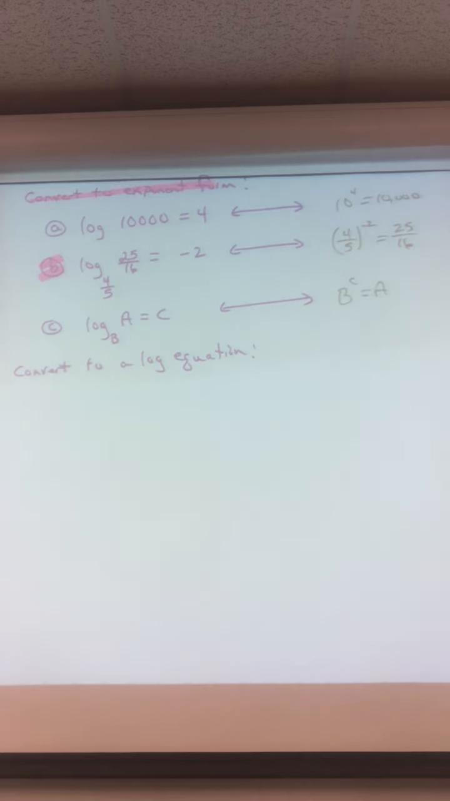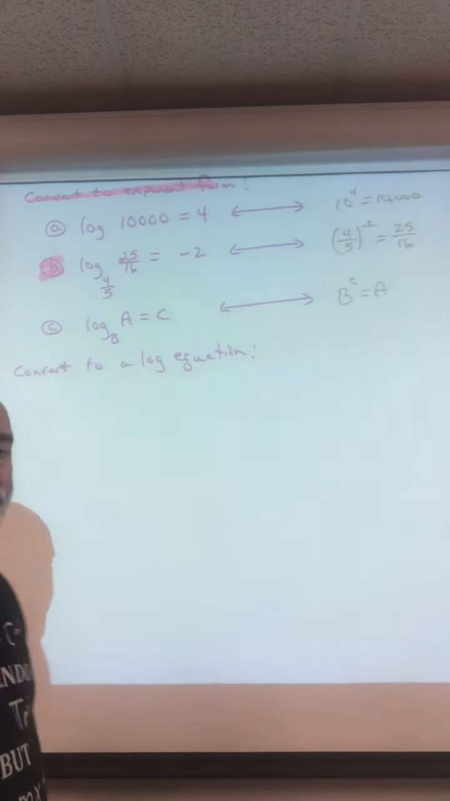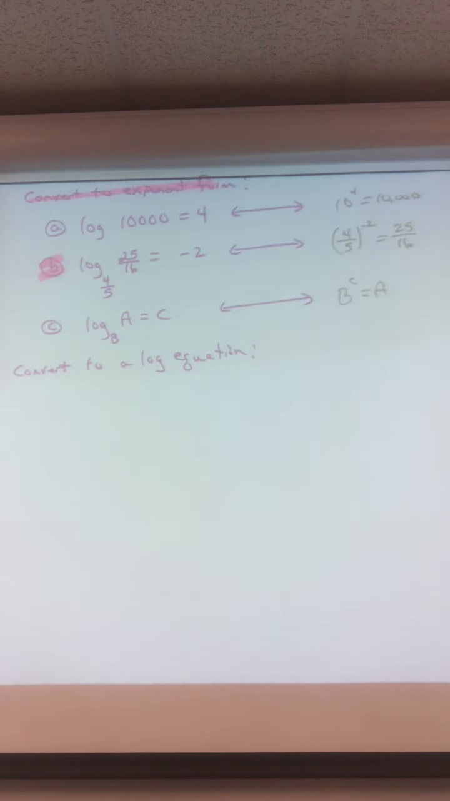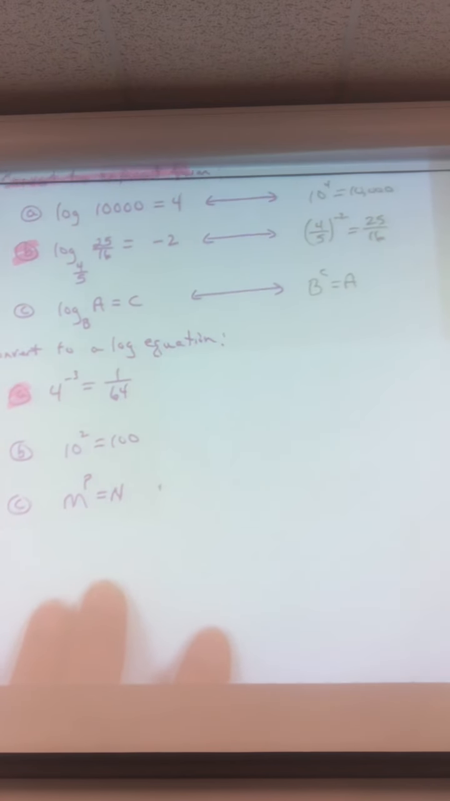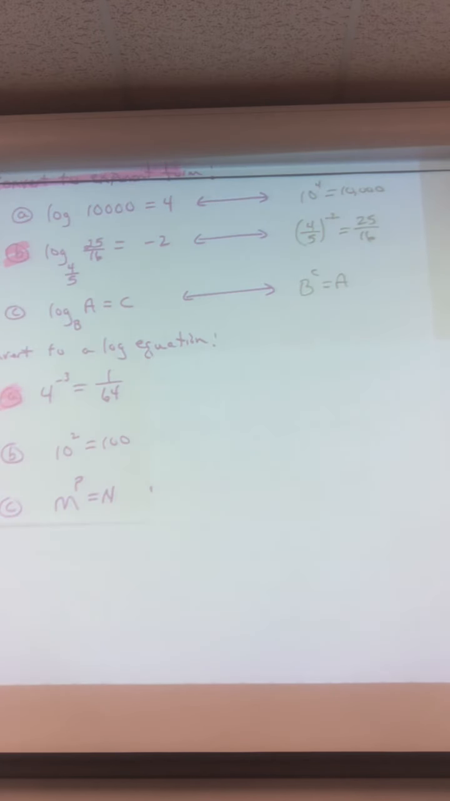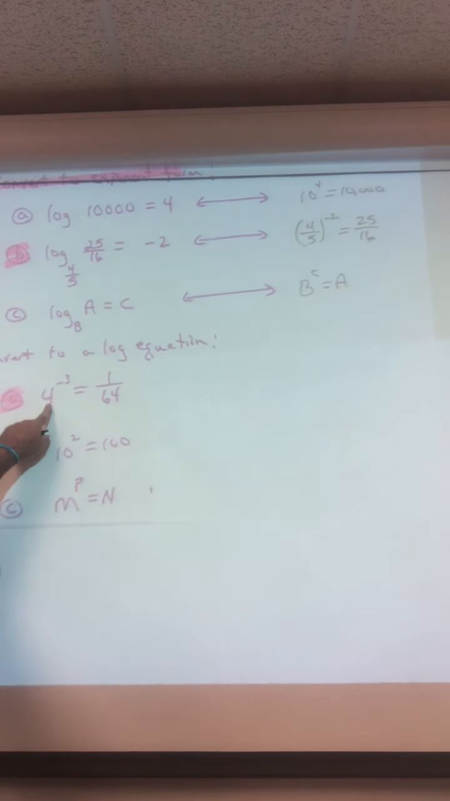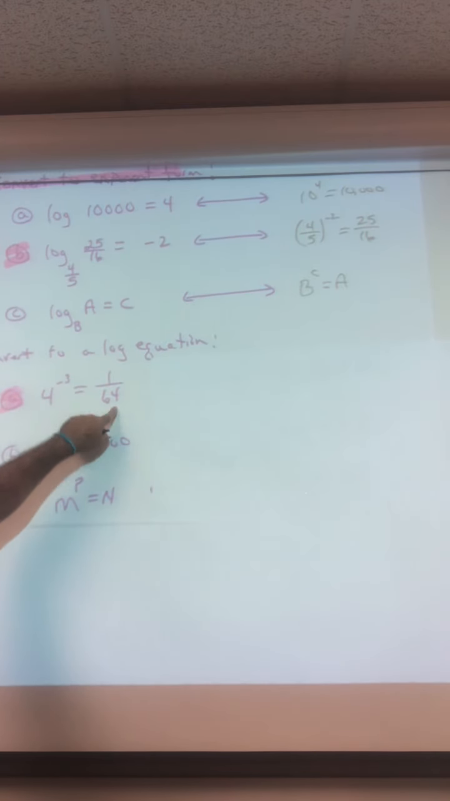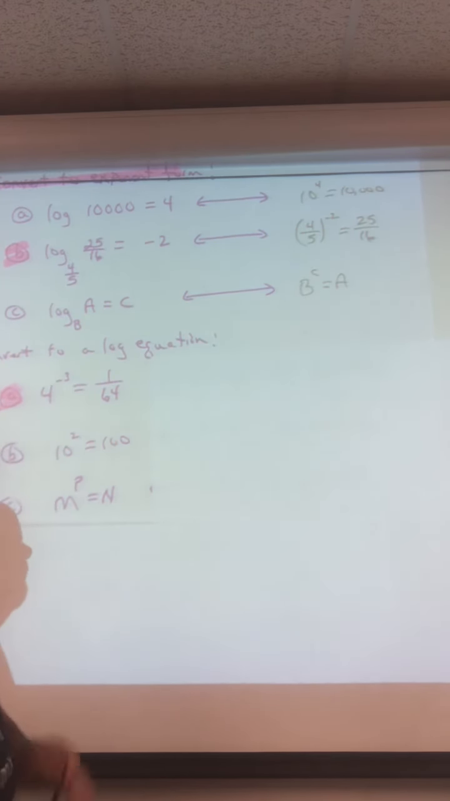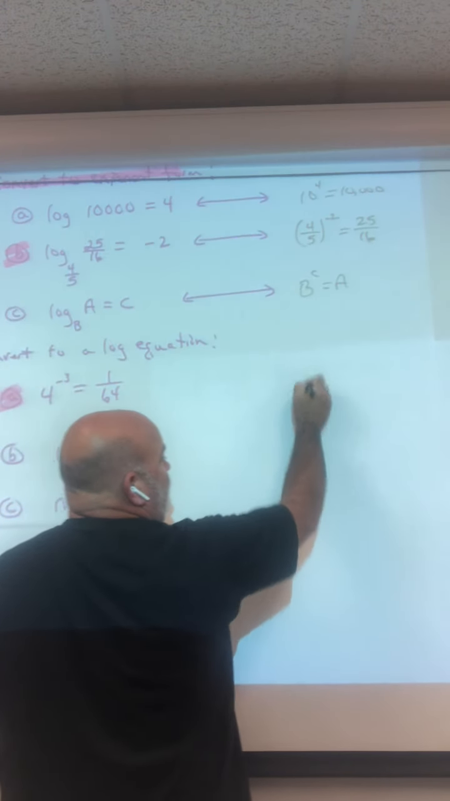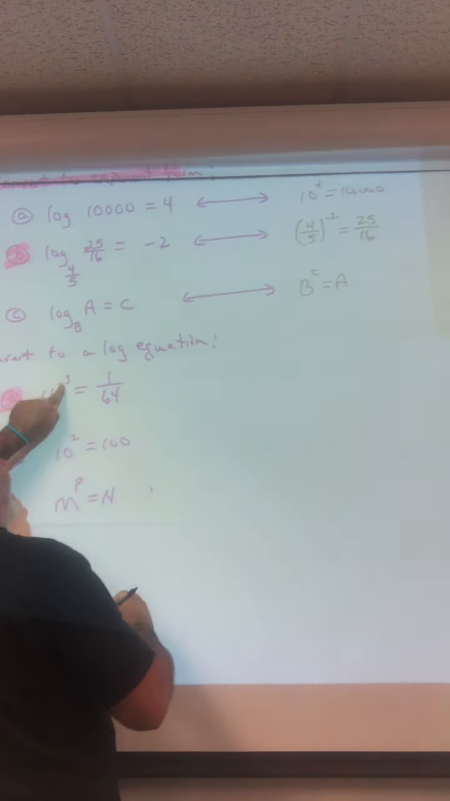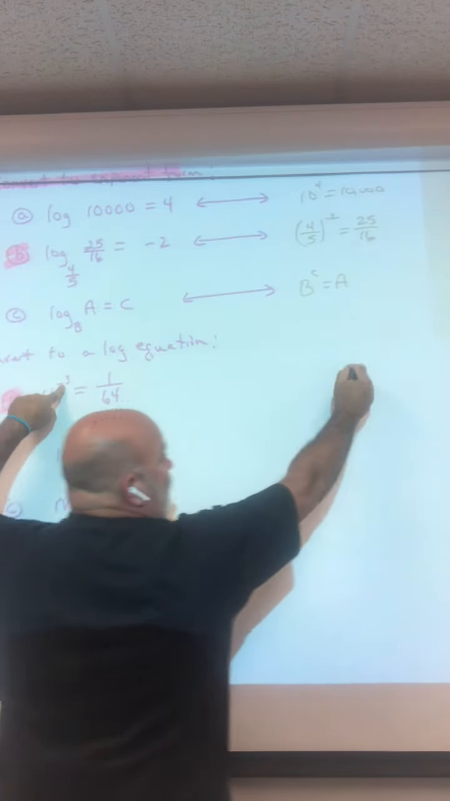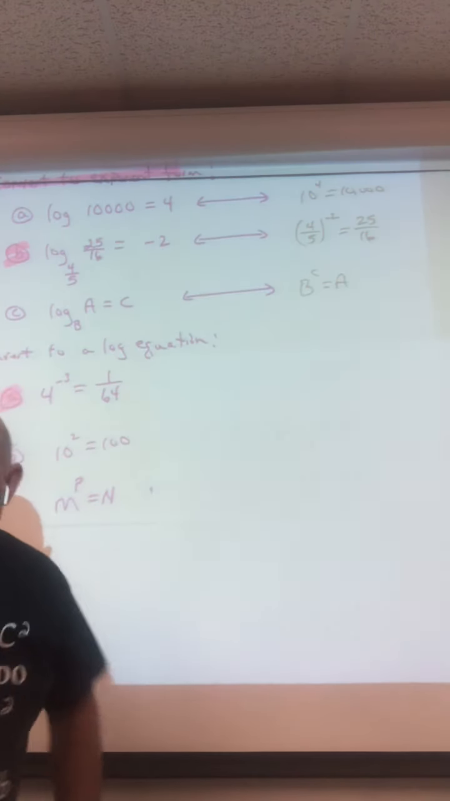Convert the following to the log form of the equation. Okay? Here's the three problems. 4 to the negative 3 power equals 1 over 64. And that's certainly a true statement. Okay, come over here, write down log. 4 is your base, so that's the little bitty number. Negative 3 is your exponent, that goes on the other side of the equal. And then the 1 over 64.